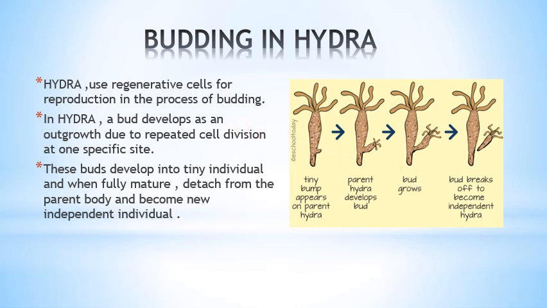Today we discussed the modes of asexual reproduction, that is fission and budding. In fission, the parent organism divides into two or more daughter cells. If it divides into two daughter cells, the fission is known as binary fission. Examples are amoeba and Leishmania. And for multiple fission, the example is plasmodium.